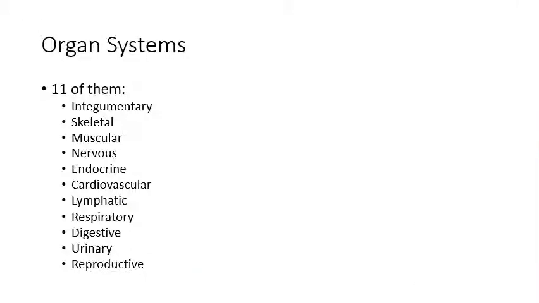So throughout A&P1 and A&P2, if you take both of them, we're going to learn about all the different organ systems in the human body, which are 11 different organ systems. We'll go through a brief overview of them right now. You have the integumentary system, which is your skin, the skeletal system, muscular system, nervous system, endocrine system, cardiovascular system, lymphatic system, respiratory system, digestive system, urinary system, and reproductive system.